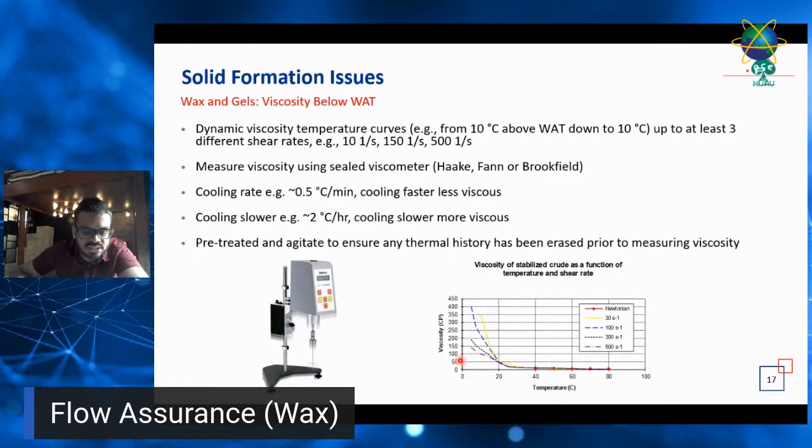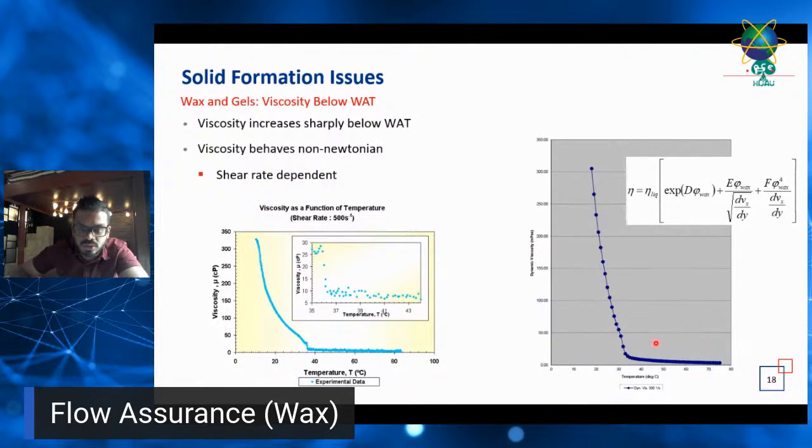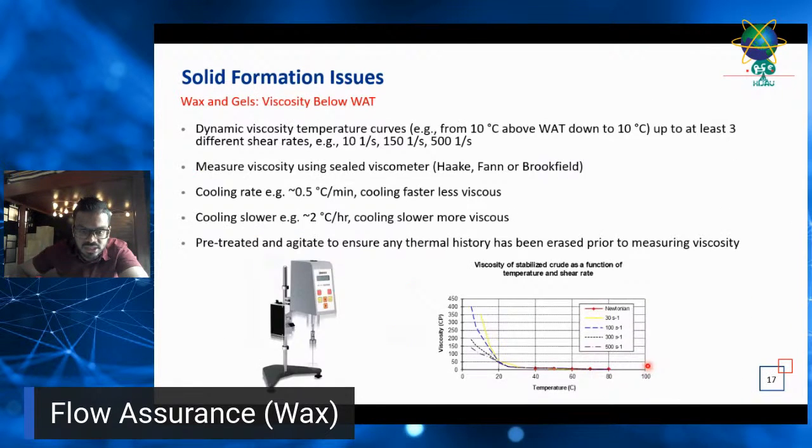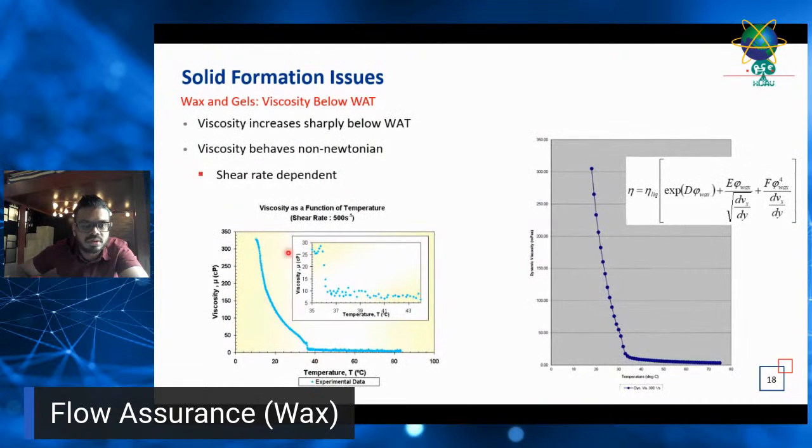At higher shear rate, your crystals are smaller, so it will be less viscous as compared to operating at a lower shear rate. When you have low shear rate, then your crystals are larger, so viscosity will be larger as compared to operating at a higher shear rate. So below WAT, it will be highly shear dependent. You see, above WAT your viscosity is not dependent on shear, only below WAT. So this behavior is called shear thinning behavior.